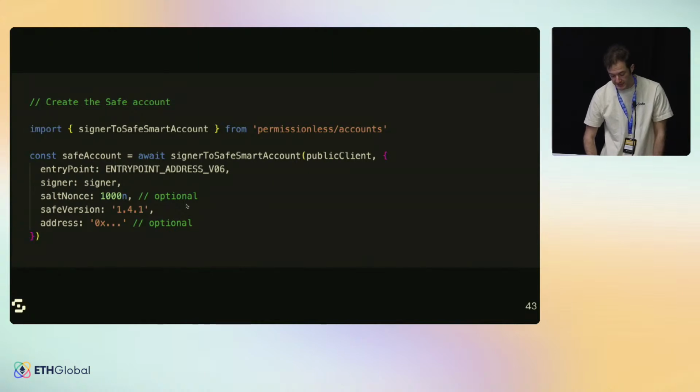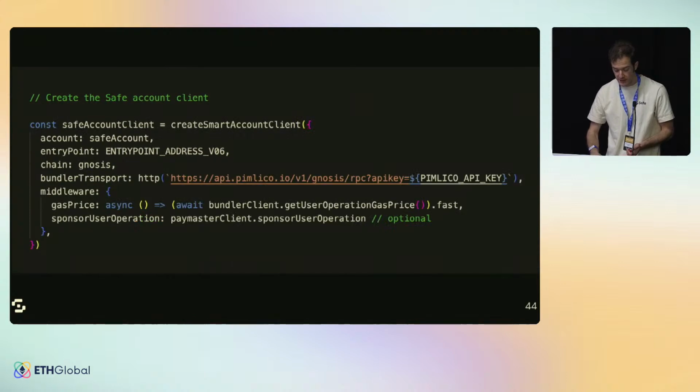And regarding the address, the salt nonce is a random number we can use to generate different addresses of our Safe or future Safe. And the address, we can skip it if we don't have a Safe and we want to deploy it, or we can use it if we already have a Safe and want to initialize it. So once we have the Safe account object, we can create a Safe account client.